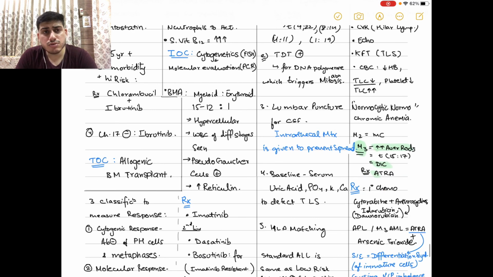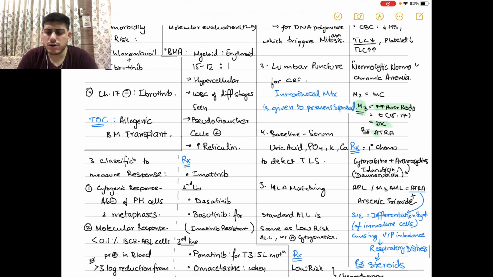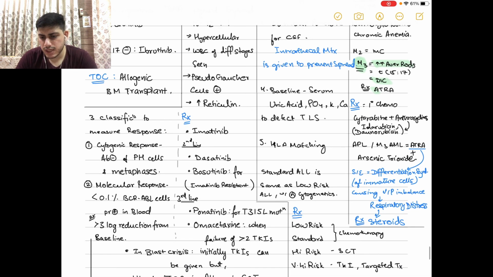Then there is KFT. We will do the kidney function test to see if there is any finding of abnormal elements, as we did earlier, to see if tumor lysis syndrome is present or not. Then CBC, same, Hb will be dropped. TLC, first it will be dropped, then later there will be leukostasis, so it will be highly elevated, then platelets will be dropped. The kind of anemia here, as in all of the cancers, will be normocytic normochromic anemia. Okay, then in the types, M2 is the most common type, M3 is associated with Auer rods.